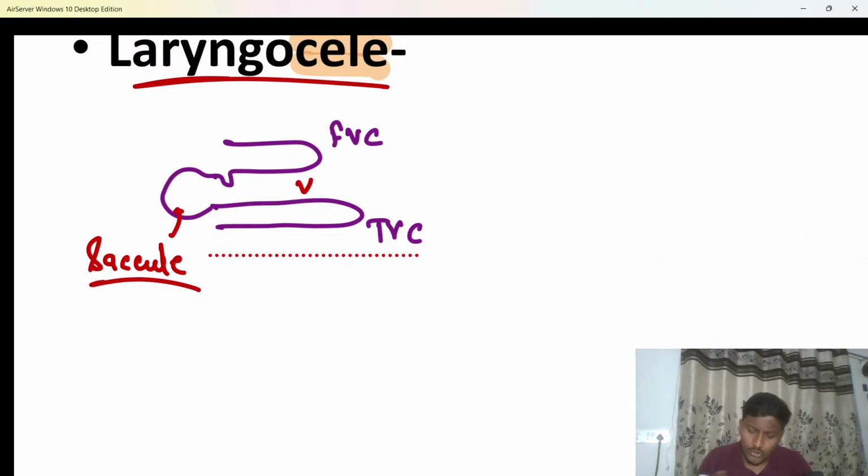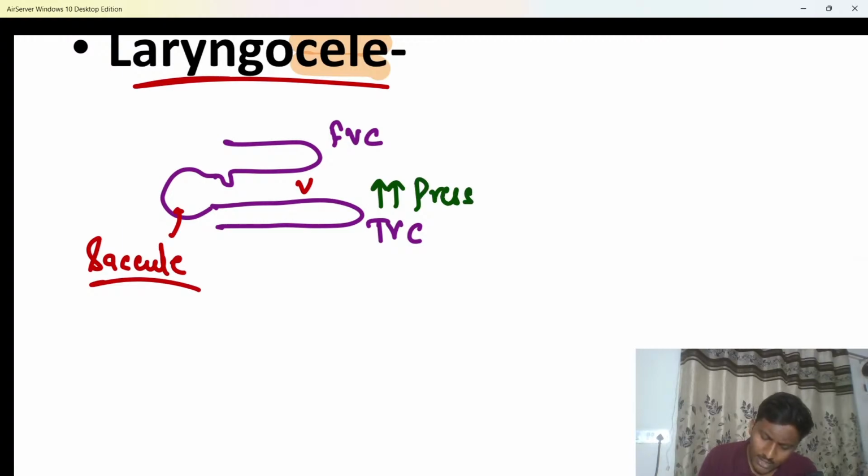And as there is too much pressure inside the larynx, बच्चे, what happens? A lot of pressure is also there on the saccule beta. There's a lot of pressure on the saccule also. And जिसकी वजह से what happens? This saccule which is there beta, due to this constant and repeated pressure, this saccule undergoes abnormal dilatation.